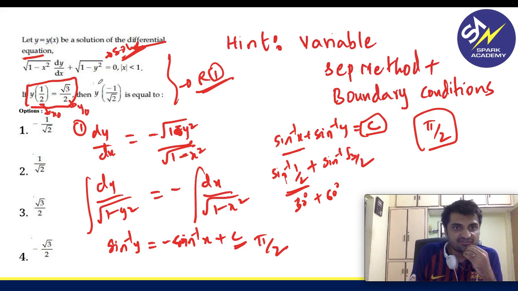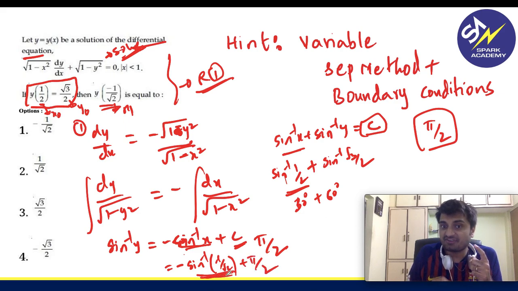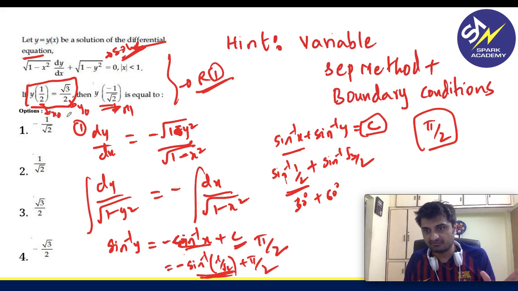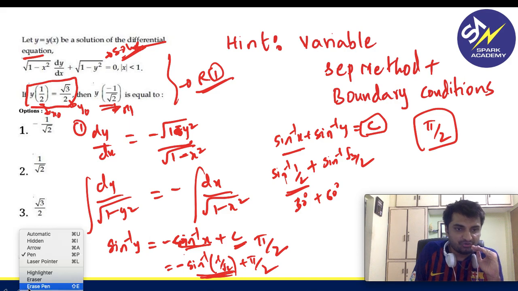Now what did he ask? Y of minus 1 by root 2. So basically this is my x1 value. So minus sine inverse y by root 2. So sine inverse minus 1 by root 2 plus pi by 2. Here you can use your basic concepts, guys. Yeah, sine inverse of minus x, you know how to write it. Write it, simplify, take it to the other side, you'll get your answer. That's it. So basically 3 simple steps is what we are using.